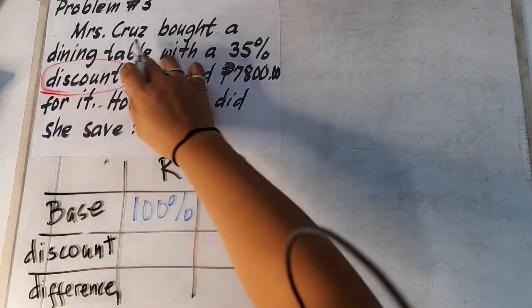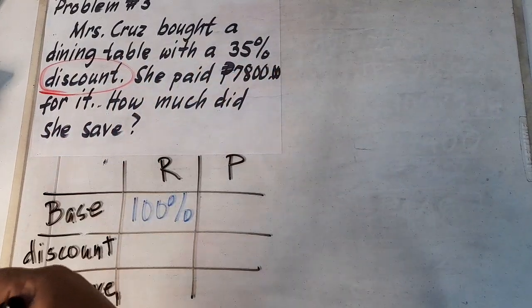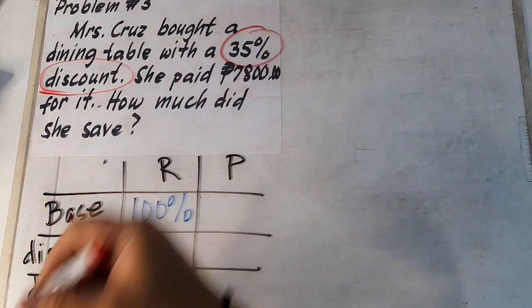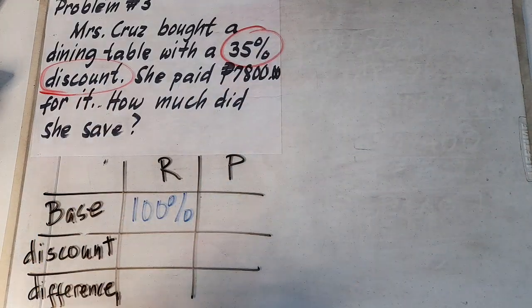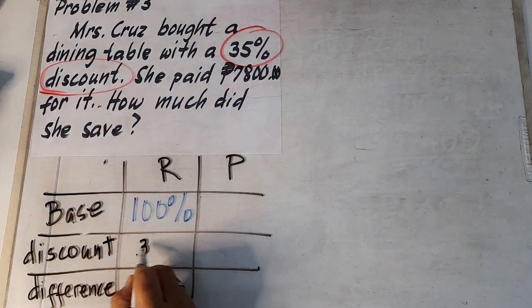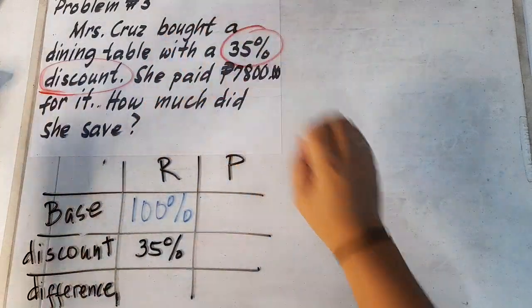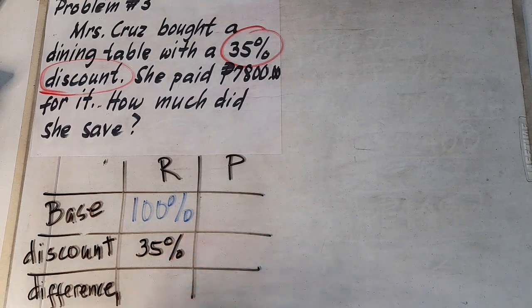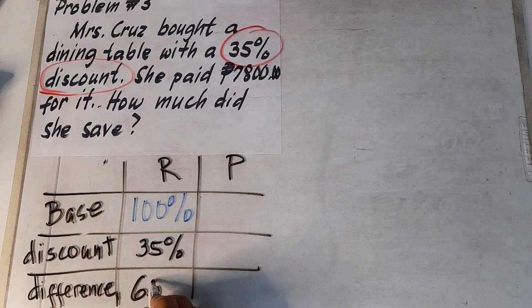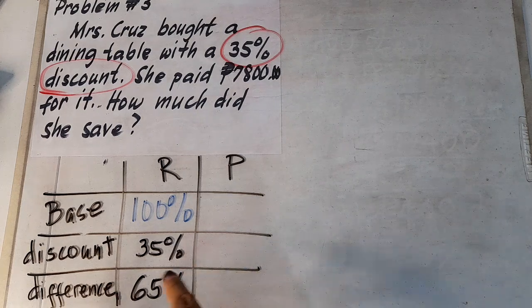Sabi dyan, Mrs. Cruz bought a dining table with a 35% discount. So, ibig sabihin, yung 35% dyan, that's a rate dahil may percent symbol siya and it's a discount rate. Okay? So, lalagay natin yan dito, 35%. Wag muna mamaya na yung table. Tignan muna natin to. 100 less 35 is 65%. Okay? 100% minus 35% is 65%.